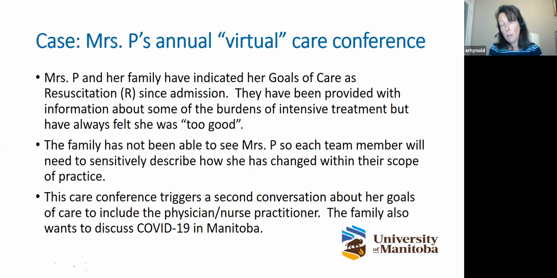The family have not been able to see her. So each team member is going to need to sensitively describe how she's changed within their scope of practice. And the reason I highlight this is that one of the things with families not being able to see them is they want the full picture, and consistency will help families. Now, if there are things that are not consistent, that's important honesty as well. But if things are consistently that she's fading or dwindling, then it's helpful for the family to get a picture from different voices, because everybody describes this differently.